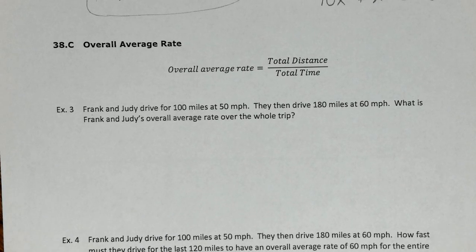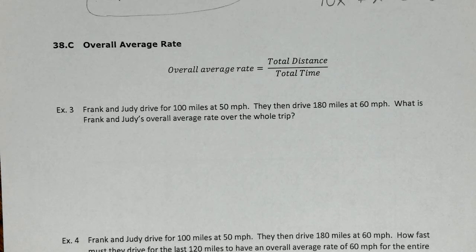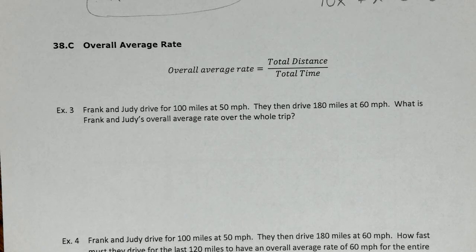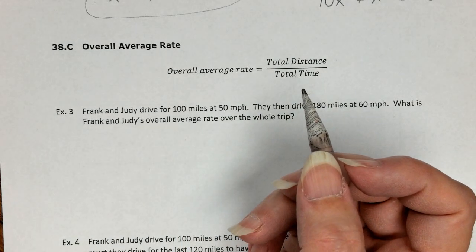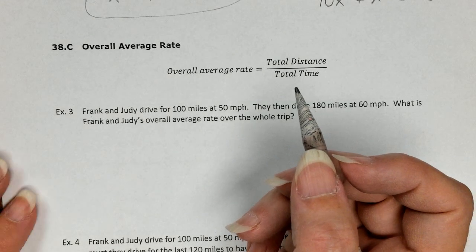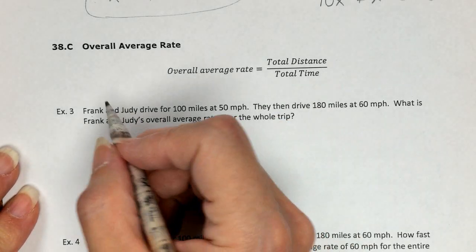Okay, so Frank and Judy drive for 100 miles at 50 miles an hour. Then they drive another 180 miles at 60 miles an hour. What is their overall average rate? Okay, so to find this, we're going to find out how much time they spent on each of these. It doesn't tell us. And we know distance equals rate times time, so the time is distance divided by rate.